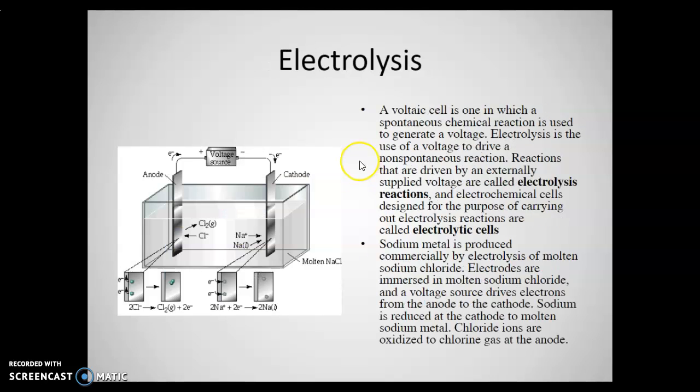And then lastly, there's electrolysis. Electrolysis is the process of running an electrochemical reaction backwards by putting a voltage through the system. And when you do that, you are able to change a reaction that is non-spontaneous, and you can make it happen by forcing it the other way by adding energy. And so this is a common industrial practice. And in this case, this shows you how they make pure sodium metal.